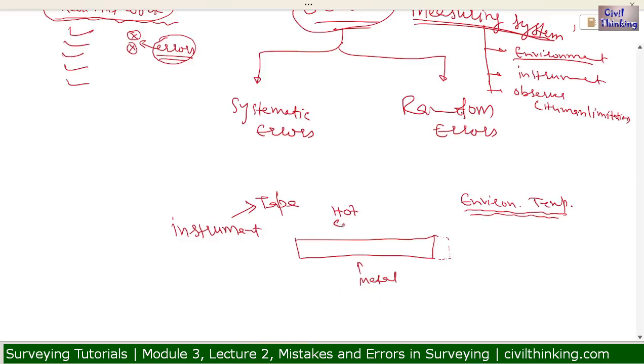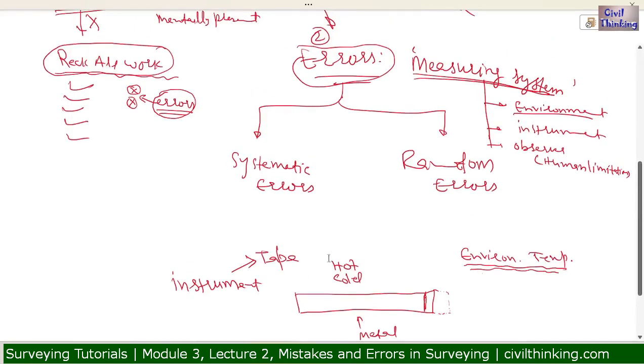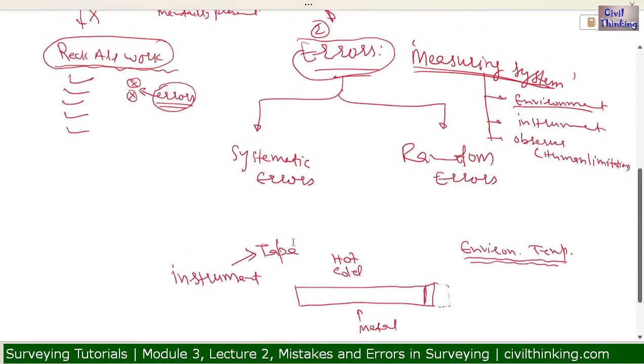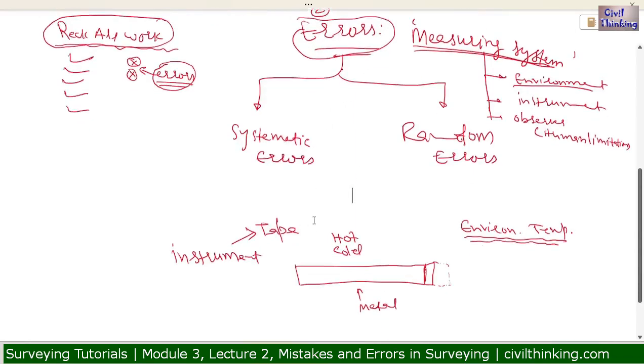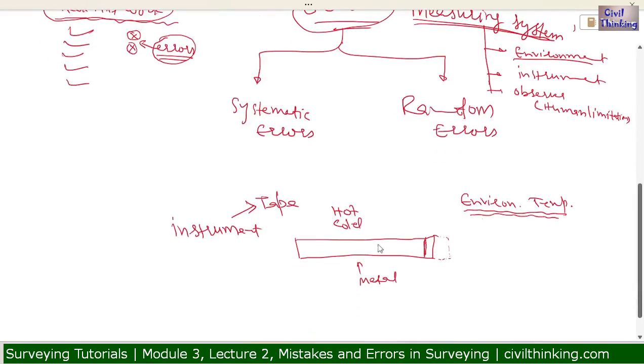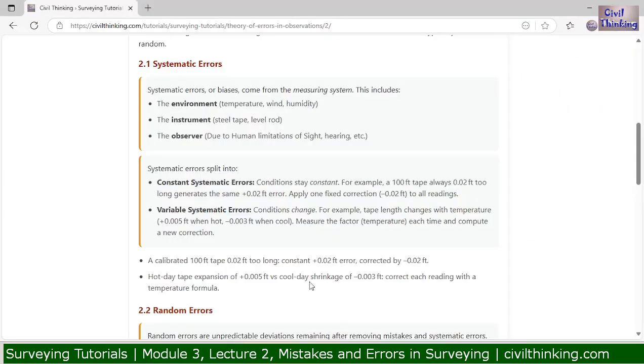Now for example, let us say we have a cold weather. This metal will shrink, right? So again, whatever you measure with the help of this will have errors. So you can see the errors are not because of human mistakes, but because of a combination of environment, instrument, and in fact observer. We will see how the observer is involved, but right now you got this idea what error is. It is because of a combination of reasons, and we call those reasons the measuring system. So I hope you understand.